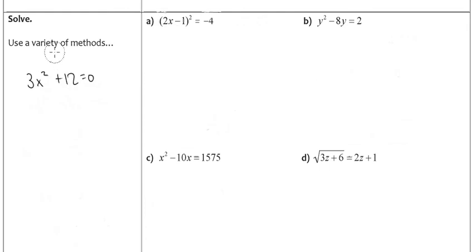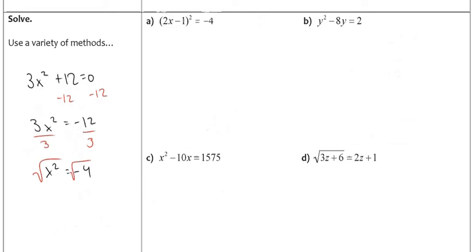But how would we solve this? Well, we would solve probably by taking the square root of both sides. So let's set it up for that. If I subtract 12 from each side, we're going to get 3x squared equals negative 12. Divide each side by 3. We have x squared equals negative 4. And take the square root of each side.